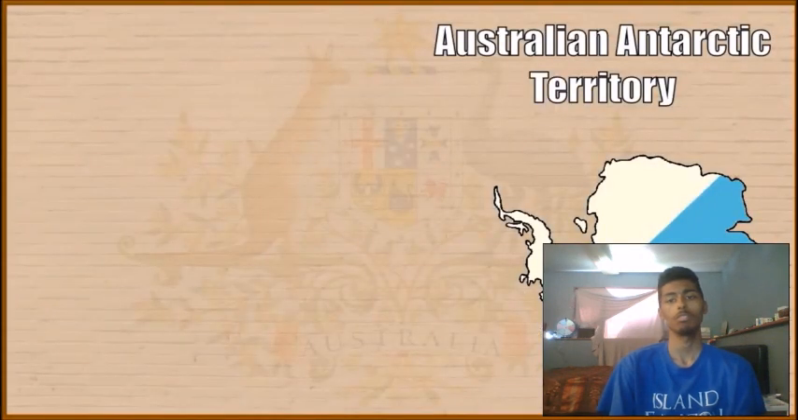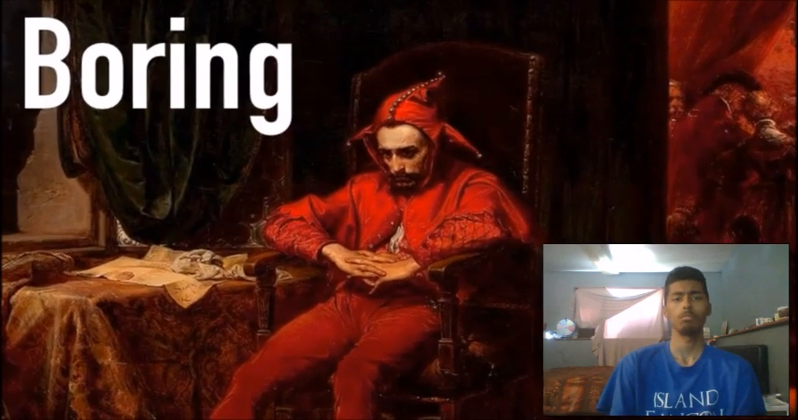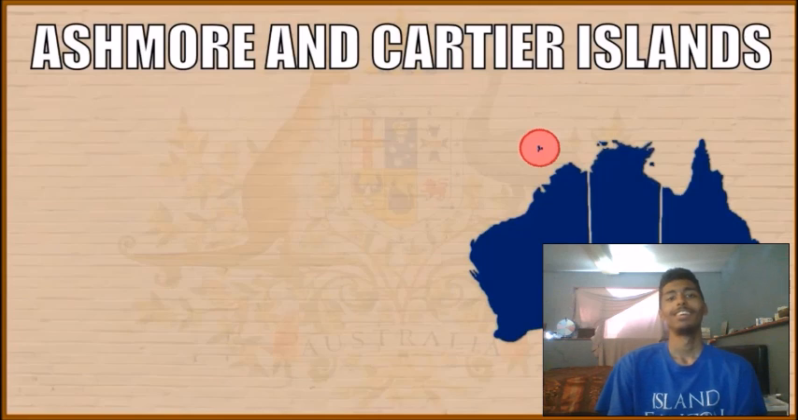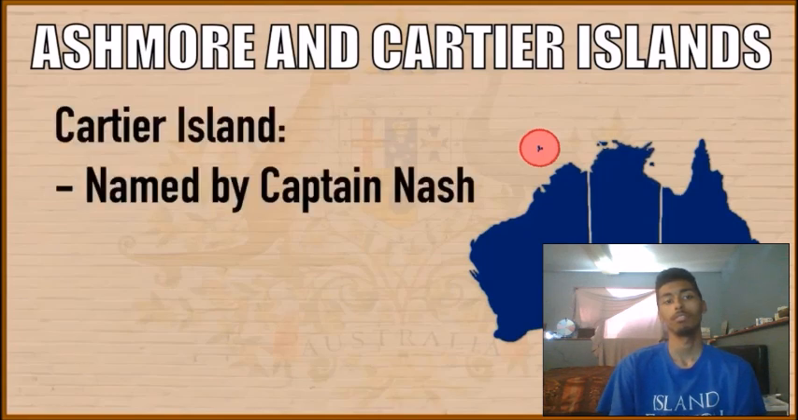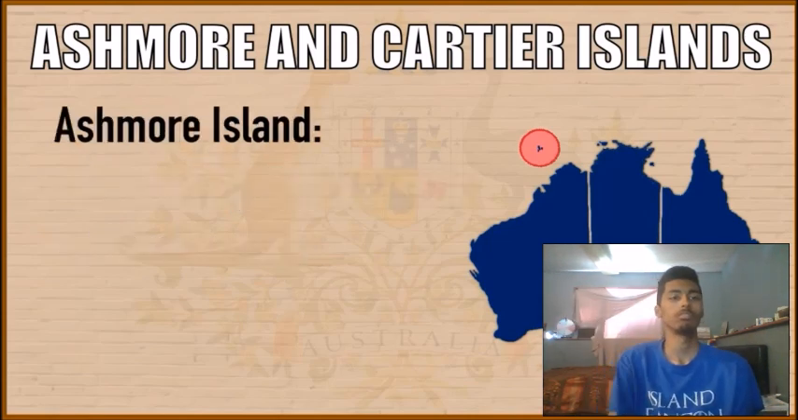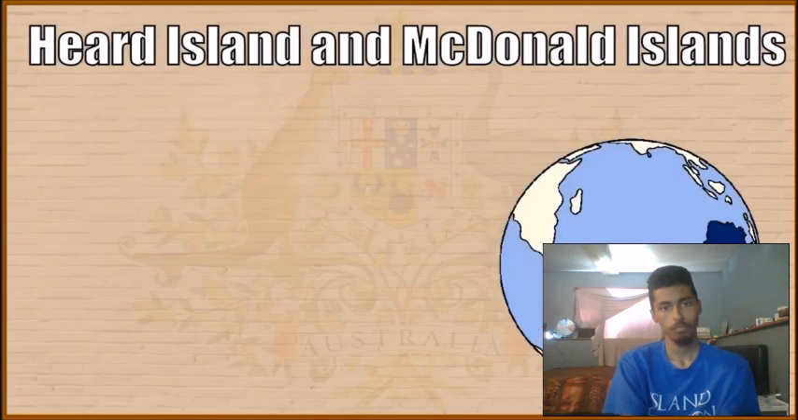The Australian Antarctic territories, as well as the Coral Sea Island territory, are next, but both of them have obvious names, so let's skip to the last two uninhabited territories. Ashmore and Carrier Island off the Indonesian coast is the first one. Carrier Island was visited by Captain Nash in the year 1800 and named after his ship, while Ashmore Island was seen by Captain Samuel Ashmore in 1811 and named after him.